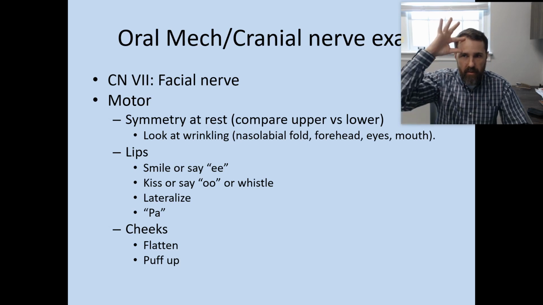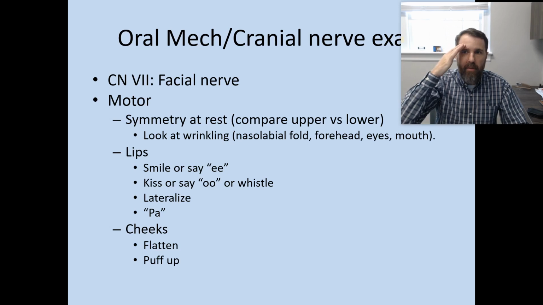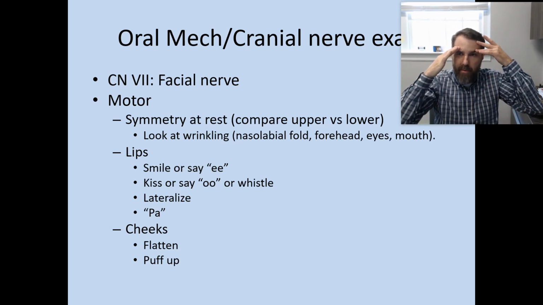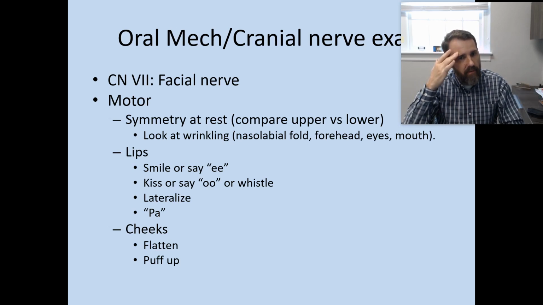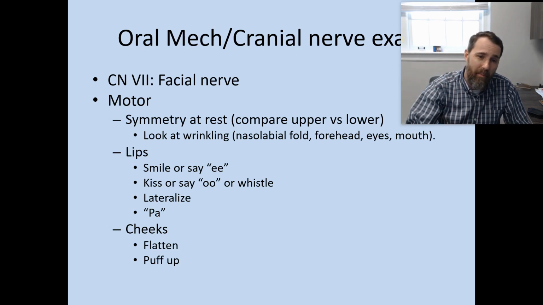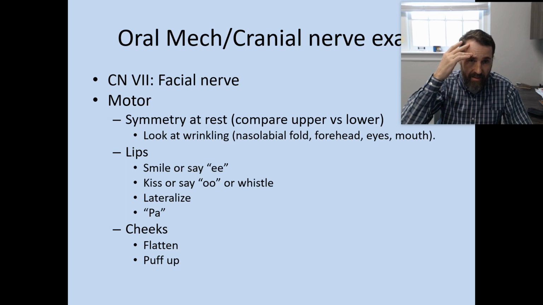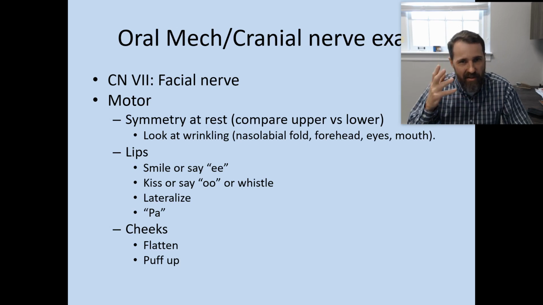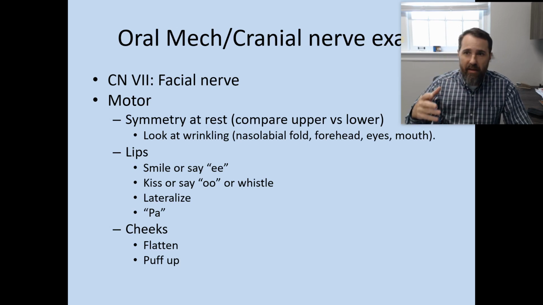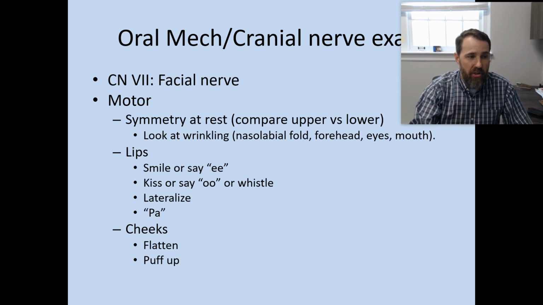So if there is no wrinkle on this side of my forehead and there are wrinkles on this side of my forehead, then that tells you that on this side of my forehead, the muscles aren't moving. They're not contracting because there's no wrinkles. And there's probably, take that together with the ptosis of my eye and a weakness of this side of my mouth, that's going to tell you you have a unilateral facial nerve issue.